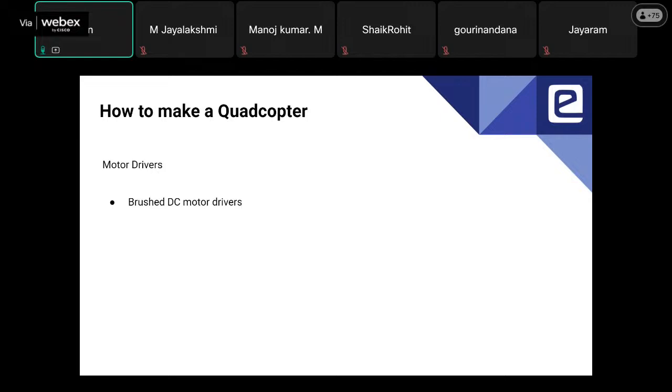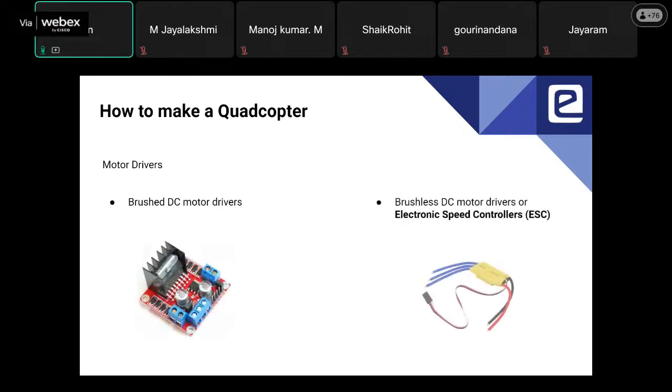Then you have motor drivers. You cannot directly connect this motor to the controller, so you have to have a motor driver. If you are making a ground robot, we use a motor driver to give the motor the sufficient power it needs directly from the battery. For brushed motors, we have a brushed DC motor driver, and these are also used in ground robots. And for brushless DC motors, we have something known as electronic speed controllers, or ESC.